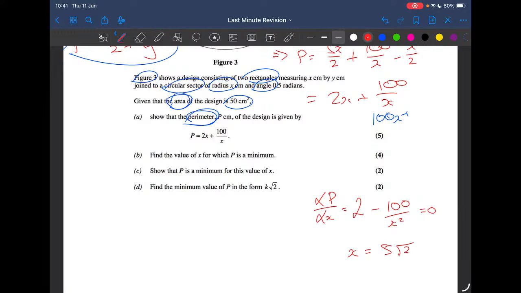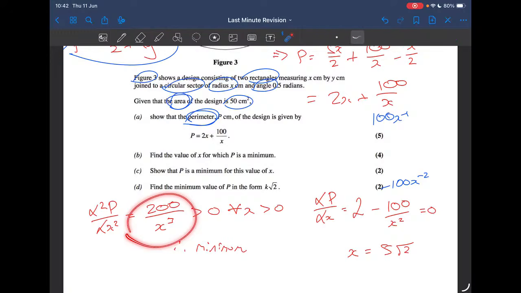And show it is a minimum. So we need the second derivative, d squared p, dx squared. Again, this is minus 100 to the x to the minus 2. My 2, that goes away, that doesn't change. This thing will be 200 on x cubed. And what we can say is that that is just always positive if you put a positive thing in there. So it's going to be bigger than 0 for all x which are bigger than 0. So therefore, it is a minimum.